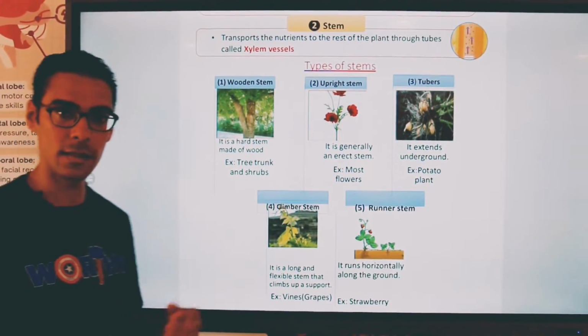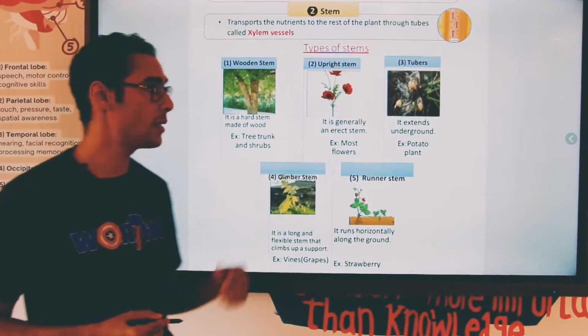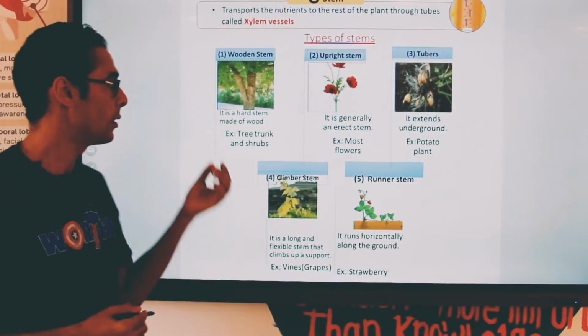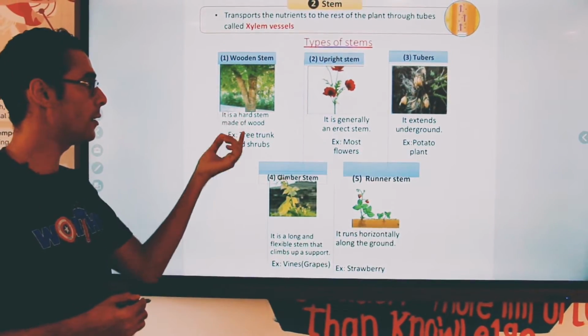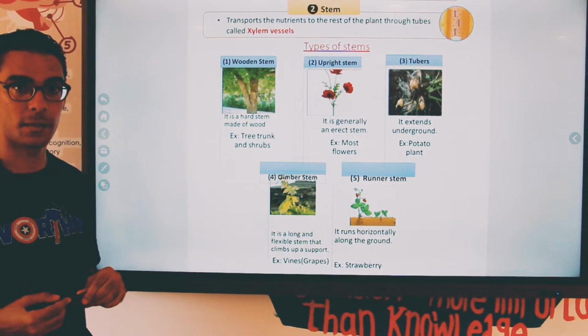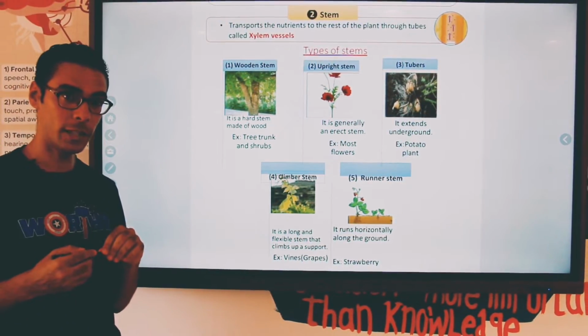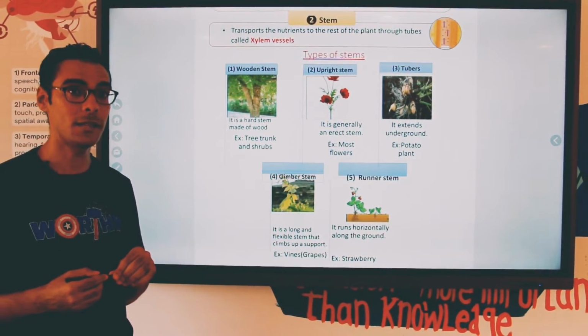The plants are not the same. And from these differences, the differences in the stem. The stem of some plants, like this one, is a wooden stem. You might be wondering, what is the wooden stem? So let's go watch it.